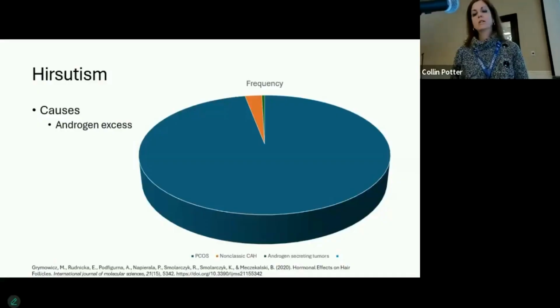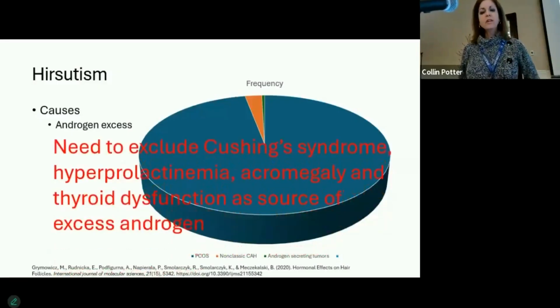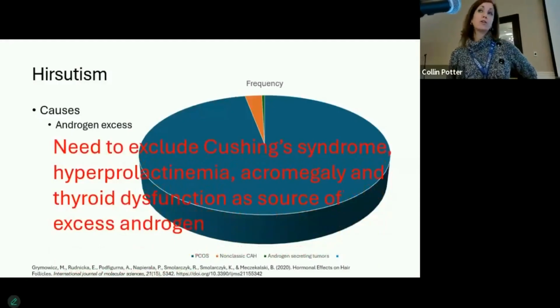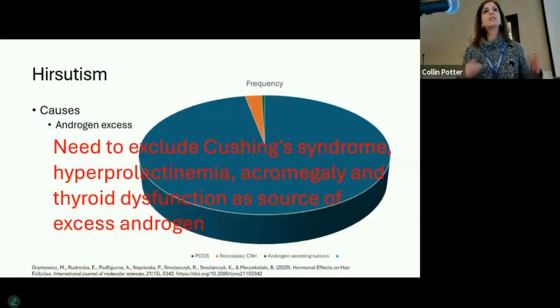We're not going to talk about those today, because those are individual talks in themselves. Then congenital adrenal hyperplasia is another cause. And then you can see the biggest piece of this is PCOS. The other thing is, these are other endocrinopathies that we do need to potentially exclude.